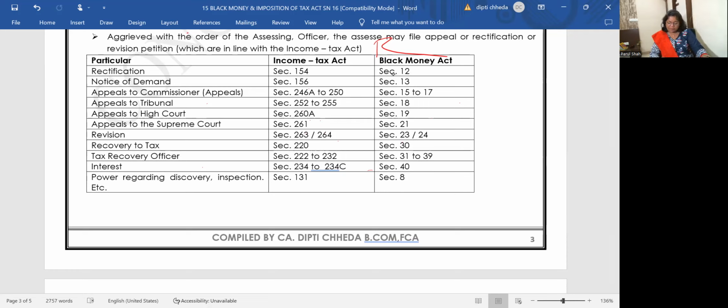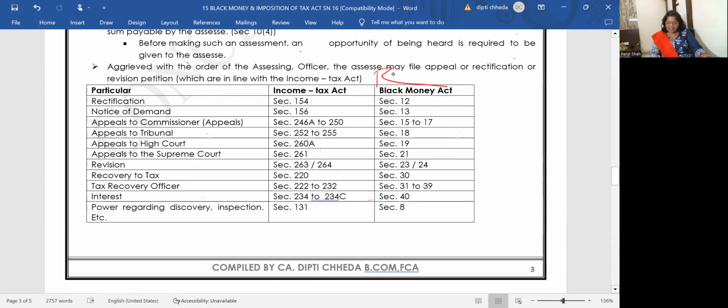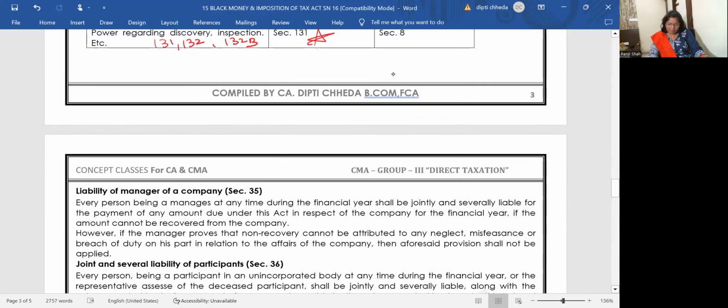Power regarding inspection and all. Yeah, this is nice. At least you should have an idea. You remember in income tax we have section 131, then 132, 132B, surveys and all that. So all powers are there to call for information, to examine him on oath, to ask him to submit all documents and books. All that power is there in the Black Money Act also.